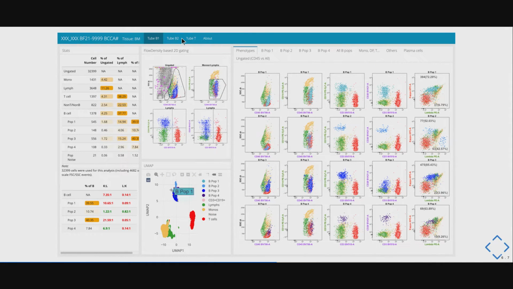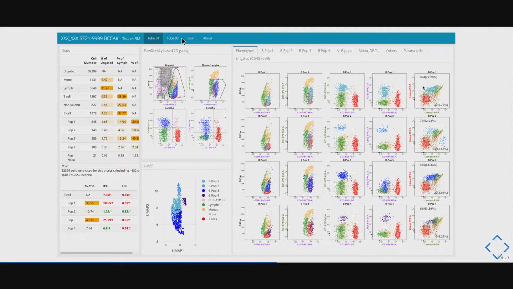The UMAP plot is actually interactive. You can interact with the UMAP plot. So let's say we zoom into this B cell population. It shows 4 different B cell subgroups, each represented by different shades of blue. These colors match those in the traditional 2D plots on the right.